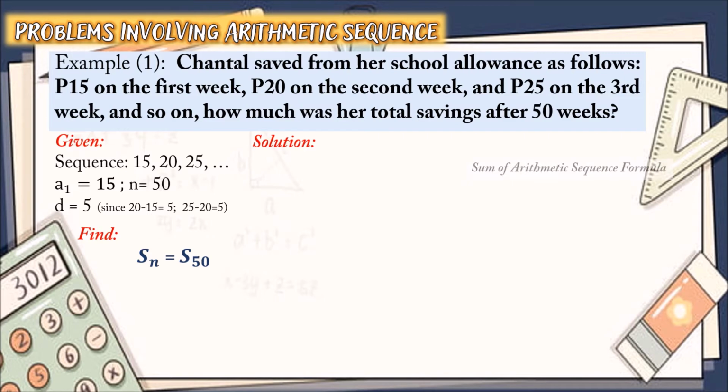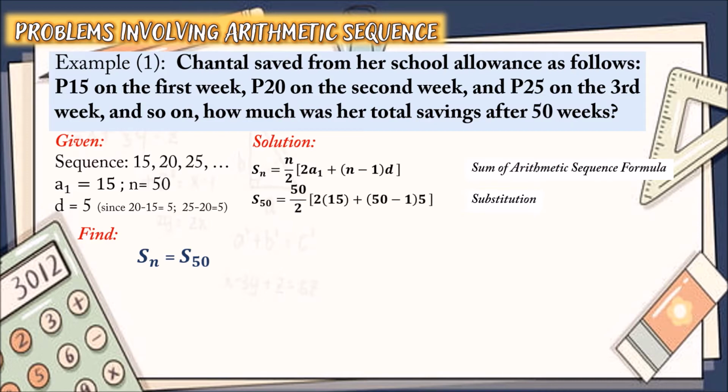So for the solution, gagamitin natin ang sum of arithmetic sequence formula which is S of n is equal to n over 2 times 2a sub 1 plus the quantity n minus 1 d. So, kailangan natin i-substitute yung mga given sa ating formula. So, we have S of 50 is equal to 50 over 2, the quantity 2 times 15, plus the quantity 50 minus 1 times 5.